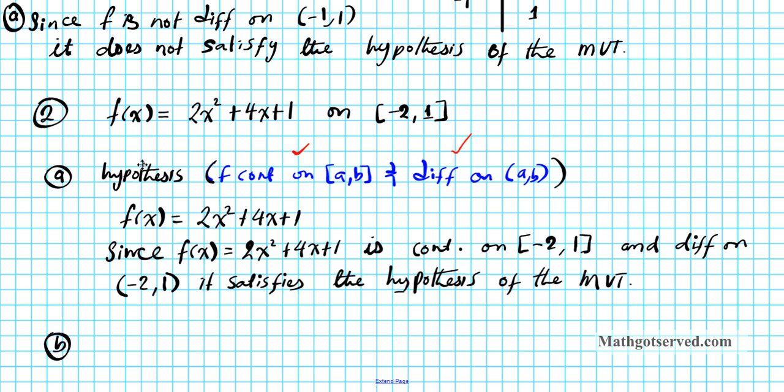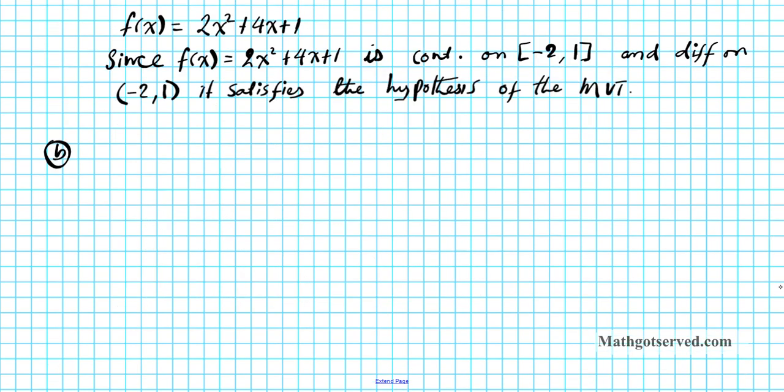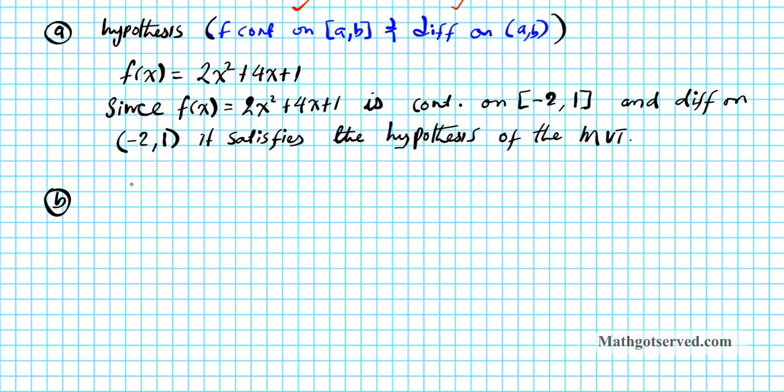Remember, if a function satisfies the A part, then we can move on to the B part. If it doesn't satisfy the A part, then there's a conclusion to be made. Okay? So the conclusion now is that we have to find that C. What C are we talking about? The C where the instantaneous rate of change is equal to the average rate of change on -2, 1.